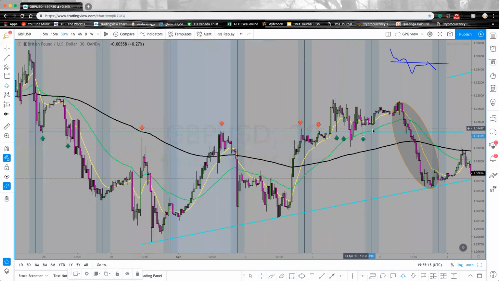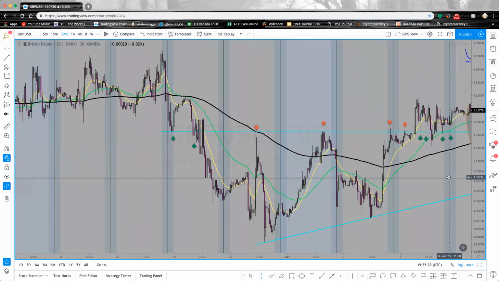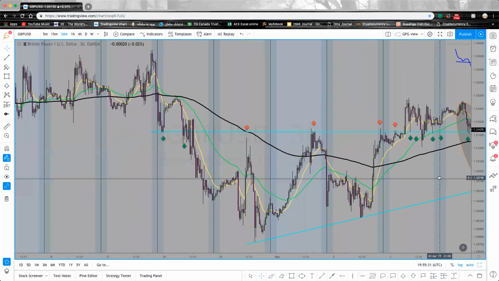Now they keep retesting this area as it's a valid support. And we have at the moment, right here when they're coming, these higher highs forming and a support that is broken. Everything looks good and healthy for them.